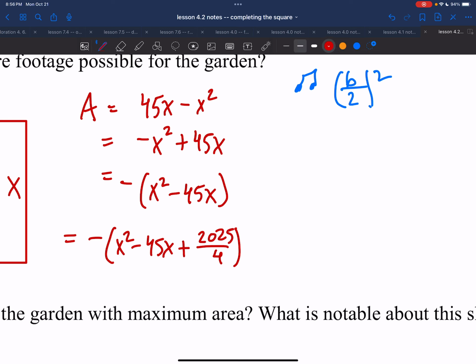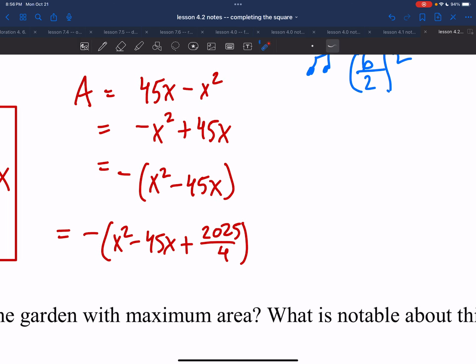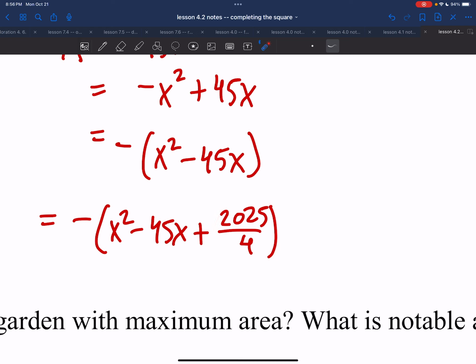Now, remember, as we said in the last video, you can't just add something silly, right? You got to make sure it's balanced. Anytime you add 9, you got to minus 9 so that effectively you haven't done anything.